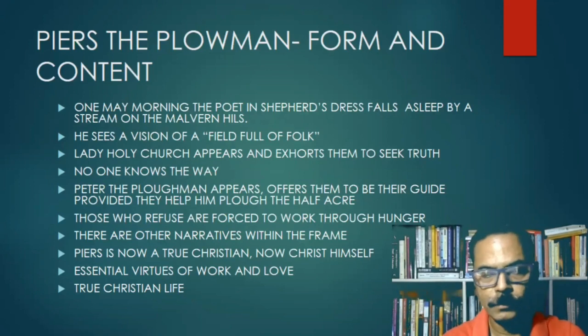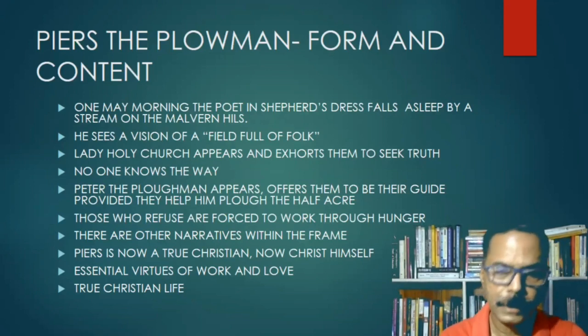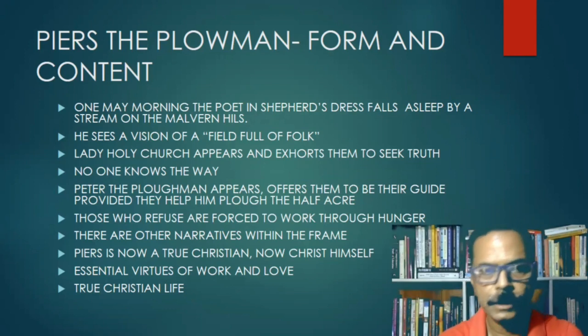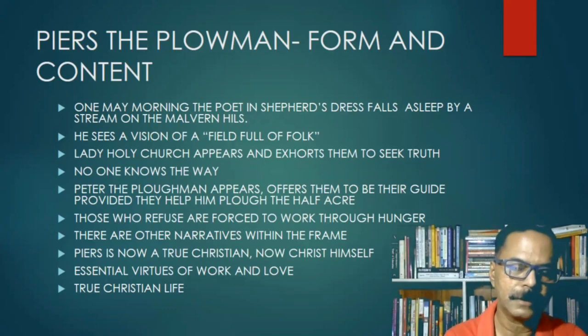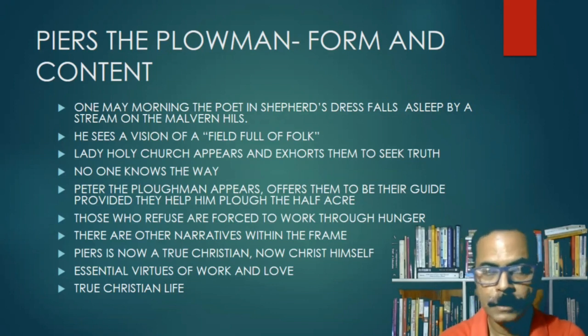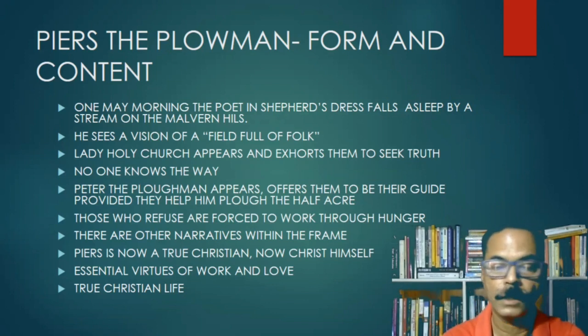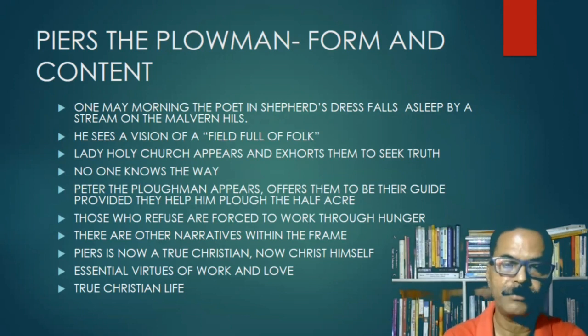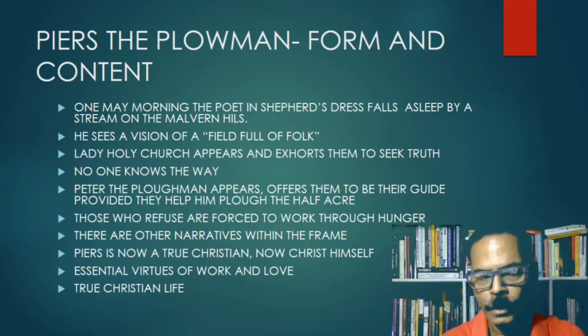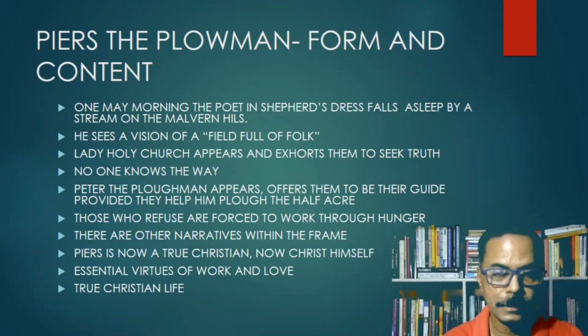Now, the form and content of the poem Piers the Plowman. Now, we have already hinted actually at both the form and content of the poem. Now, the narrative is such. One May morning, the poet, in shepherd's dress, falls asleep by a stream on the Malvern hills. He sees a vision of a field full of folk. Now that phrase, field full of folk, is very significant. But that is what alliteration is. Repetition here of the f sound, which is a consonant sound at the beginning of the words. Now this is the alliterative revival. This is the common measure of Old English poetry, replaced later on by French rhyme.